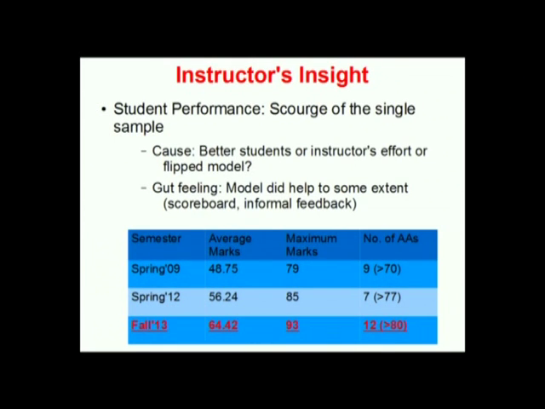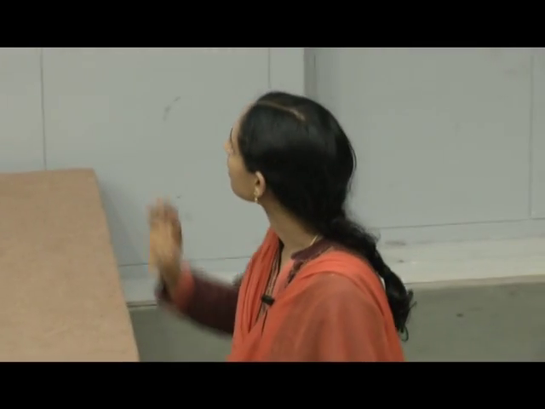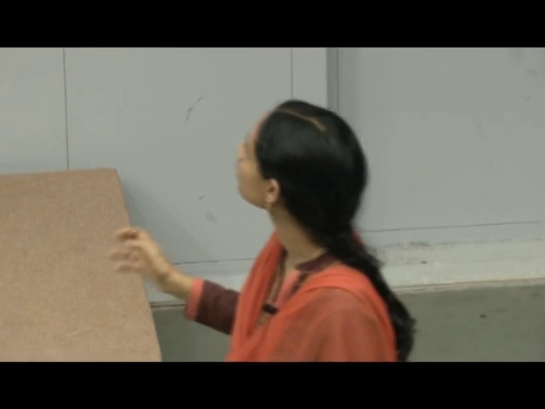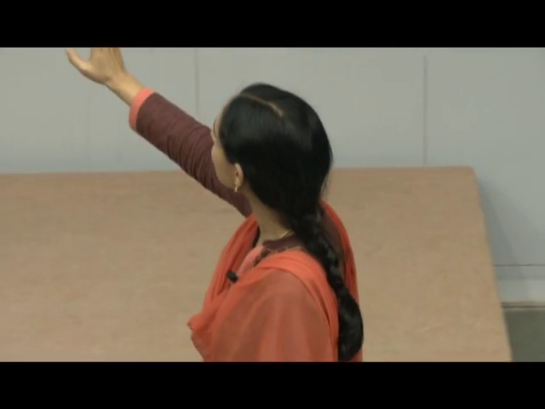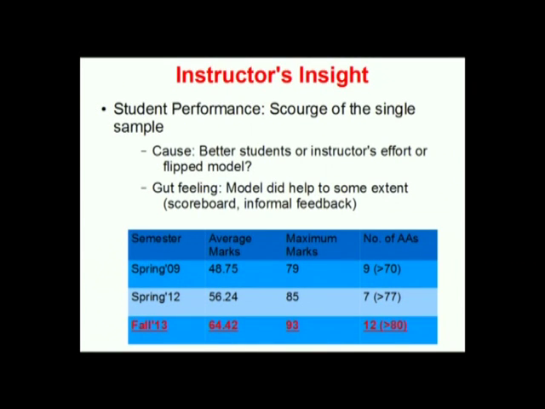One doesn't know, but my gut feeling is that this did help to some extent because, as I said, if you saw the scoreboard, many students, in fact 80% of the class, attempted a lot of the practice problems. It shows they were trying to learn something as part of the course. I also spoke with some students, and many said they watched the videos multiple times and it helped them understand the concepts better. So my gut feeling is this increase is likely due to the flipped classroom model, but as I said, one sample doesn't tell much.